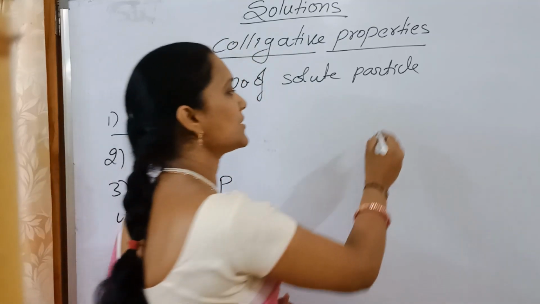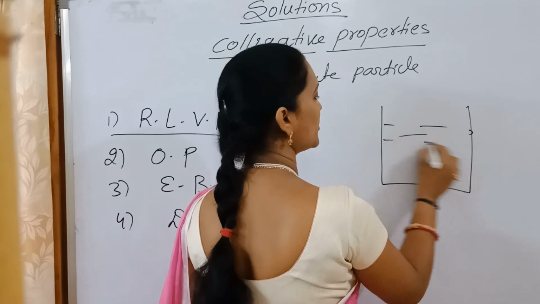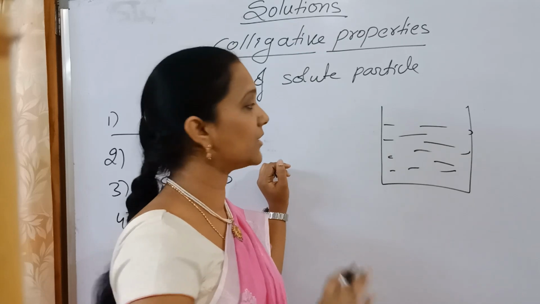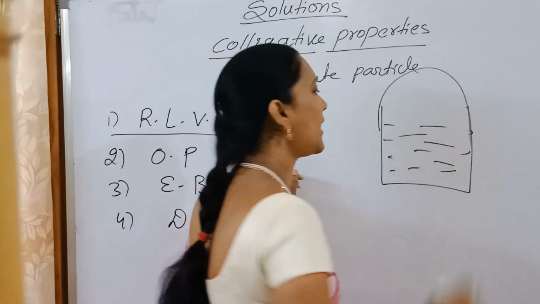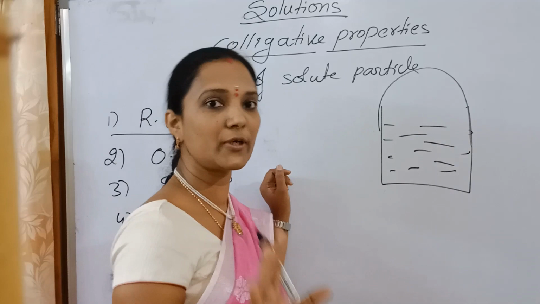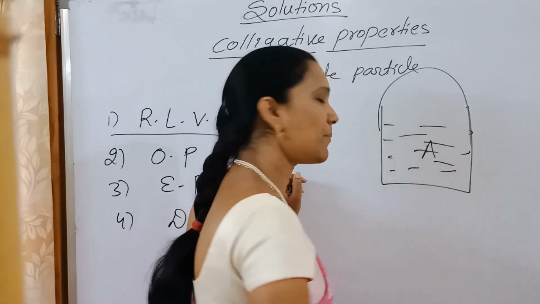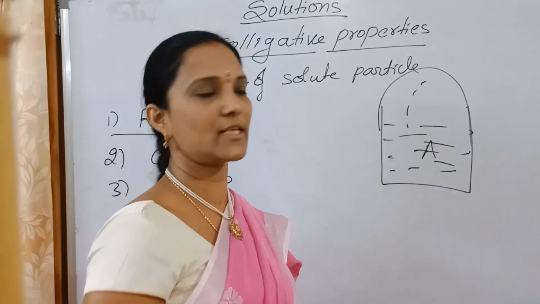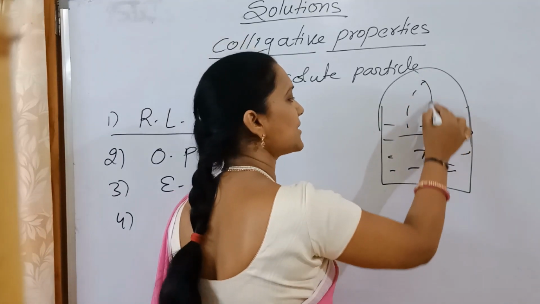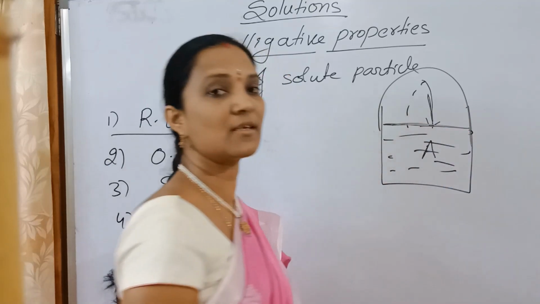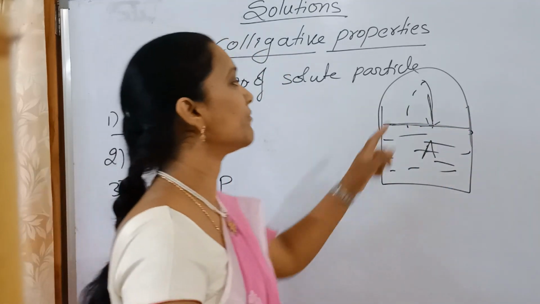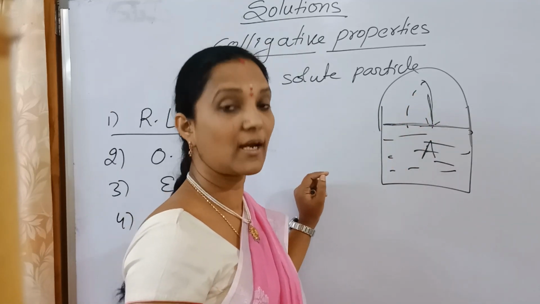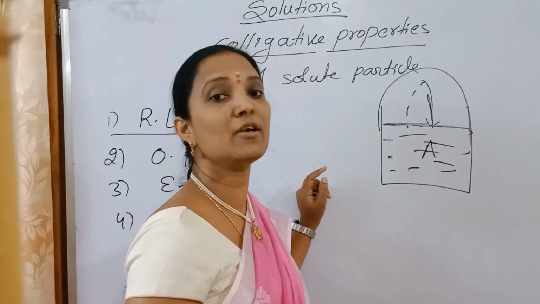In a closed container, one solution is there. For example, it is a pure solvent, one component, that is component A. Now we are taking this as a solvent. It changes to vapor, it is volatile. Now this vapor exerts some pressure on its liquid surface. So the pressure exerted by vapor molecules on its liquid surface at the equilibrium stage and at constant temperature, that pressure is the vapor pressure.